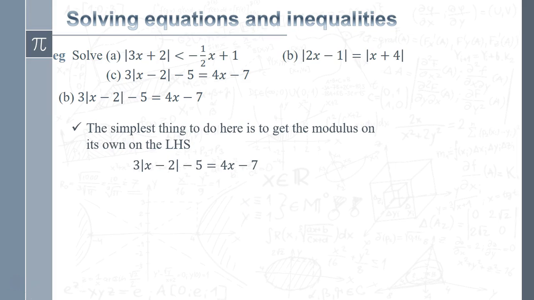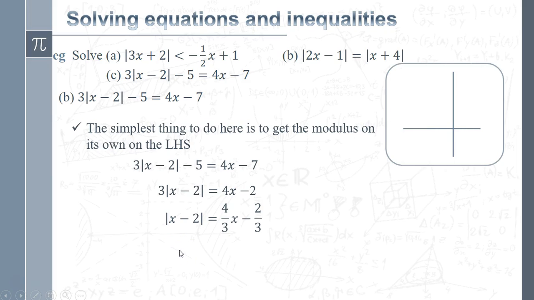So here we go. We've got 3 mod x minus 2 minus 5. Let's do a bit of rearranging. Take the 5 over. Now do the dividing by 3. And that's just left me with essentially the modulus as the subject on this left hand side. All I've got to do now is do my sketch. So there's the mod x minus 2, our negative bits flipped up, so that's that bit. And then we've just got to sketch 4/3 x minus 2/3.